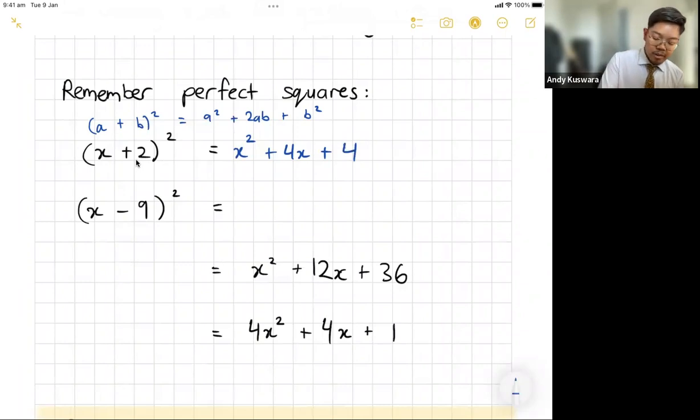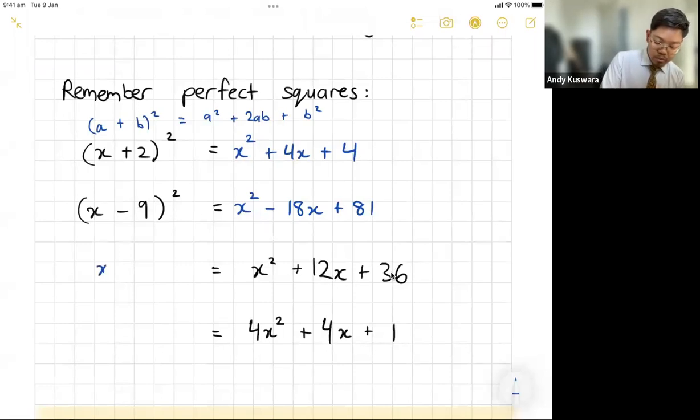And then plus my last term, which is b, plus my b squared, that gives me 4. Okay, now in the same way, if I do this one, it'll be my first term squared, which is x squared. And because it's minus, I know I'm going to minus 2 lots of x times 9. In this case, it's going to be take away 18x. And then it's going to be plus the square of the last number. 9 squared is 81. Okay, so in the same way, if I went the other way around, I've got x squared plus 12x plus 36.